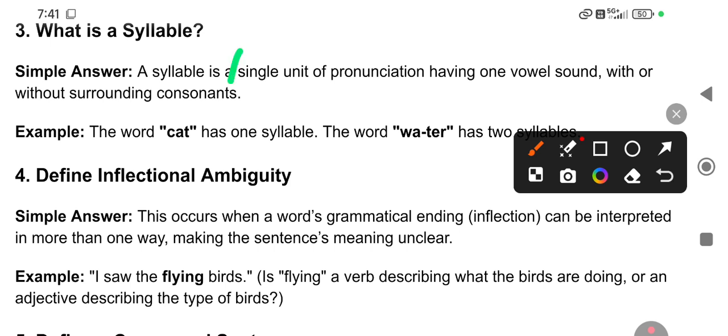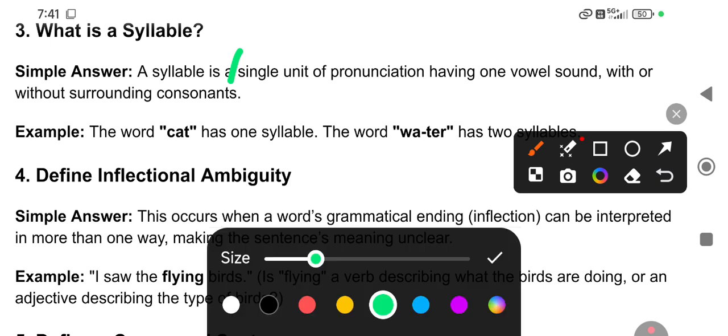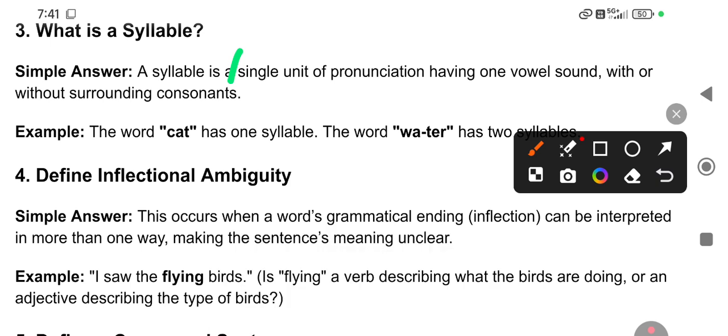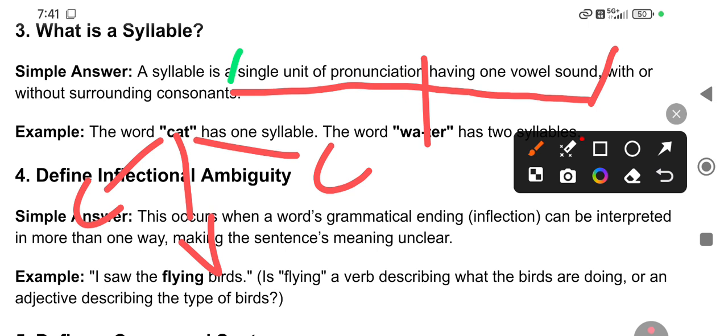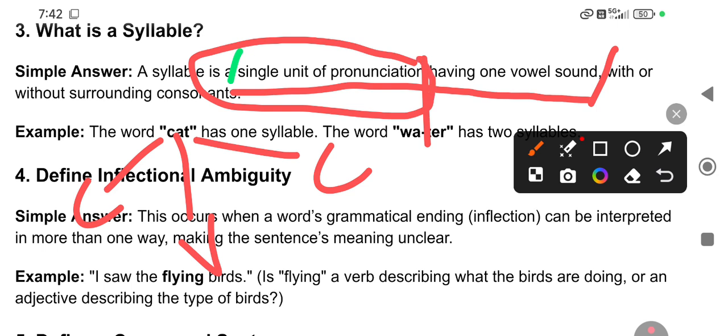So that's a single unit of pronunciation having one vowel sound, with or without surrounding consonants. This is A, and these are the surrounding consonants. C consonant, R consonant, A vowel, right? So a syllable is a single unit of pronunciation. That's the spoken part we are talking about.